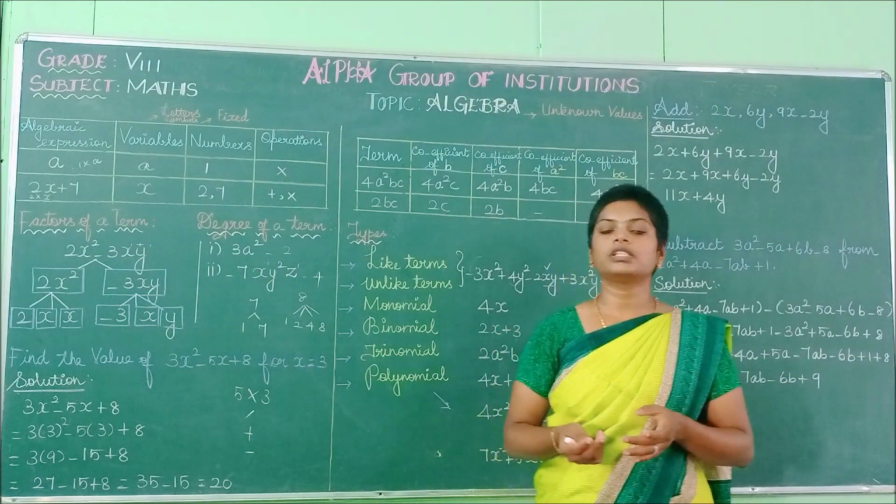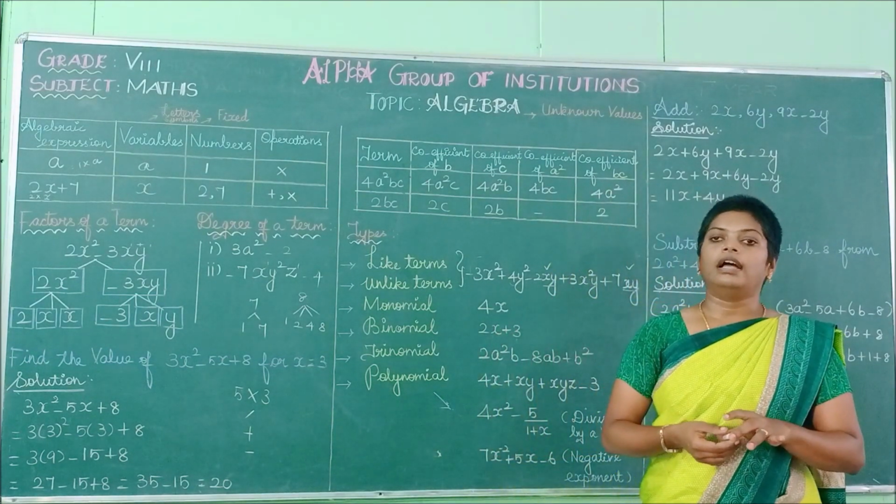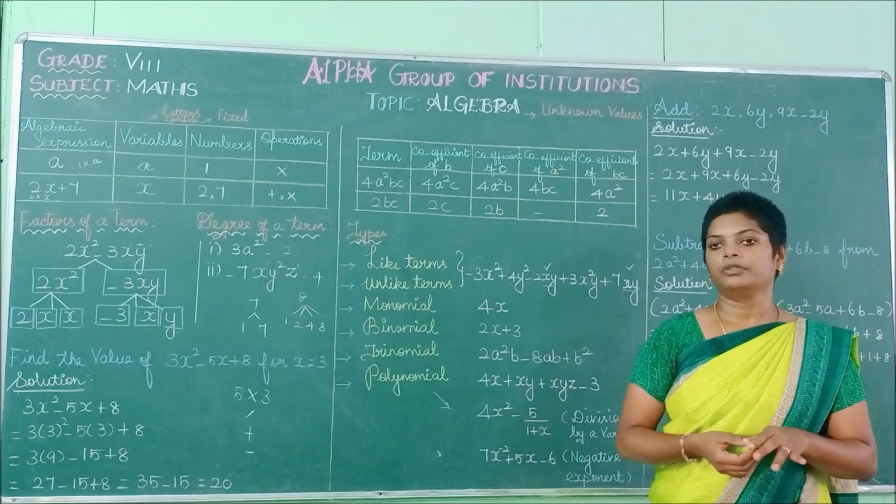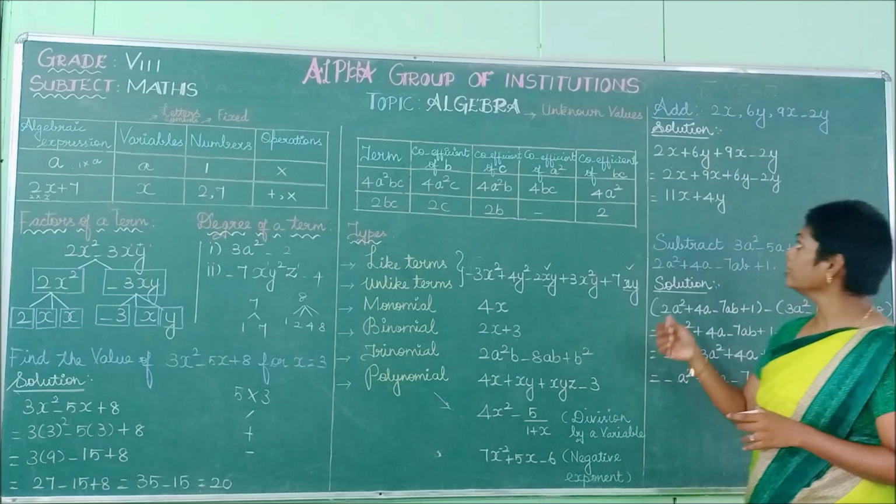If it has three terms, it is called a trinomial. And if it has more than two terms, that is called a polynomial. Okay. Next, see the next one.